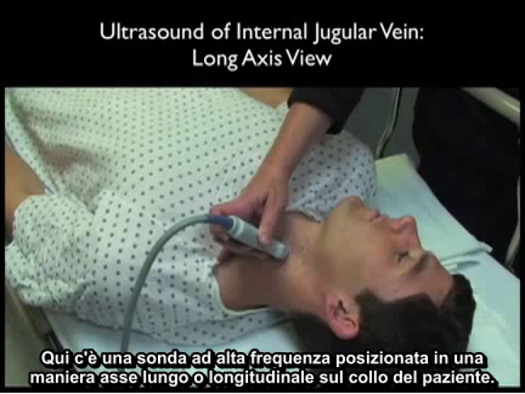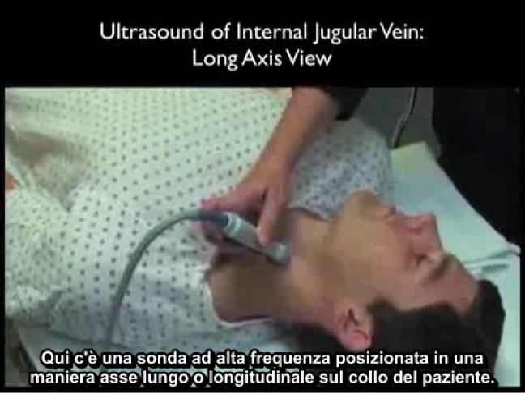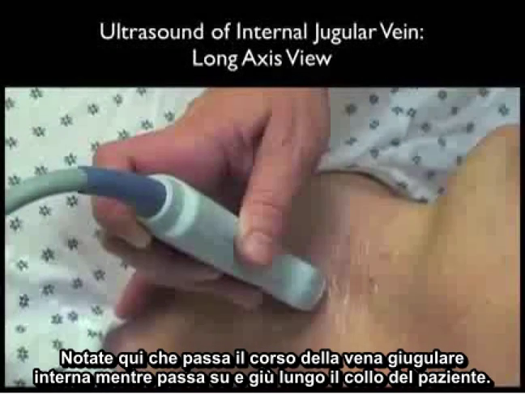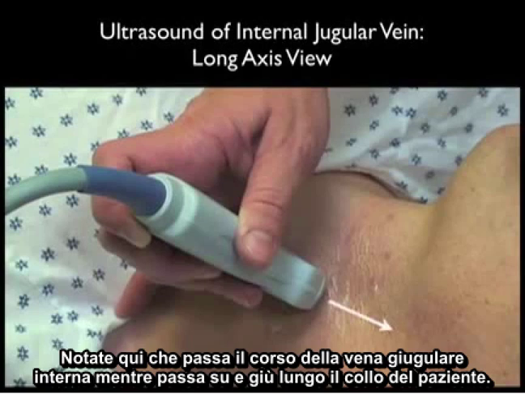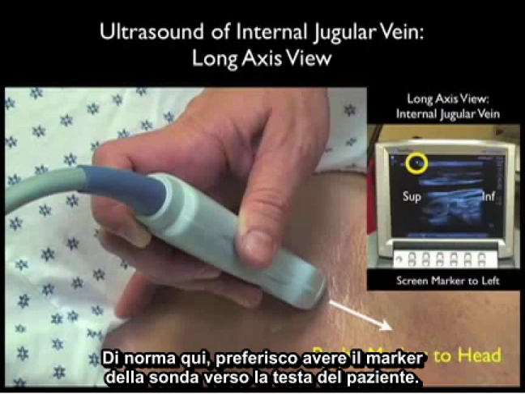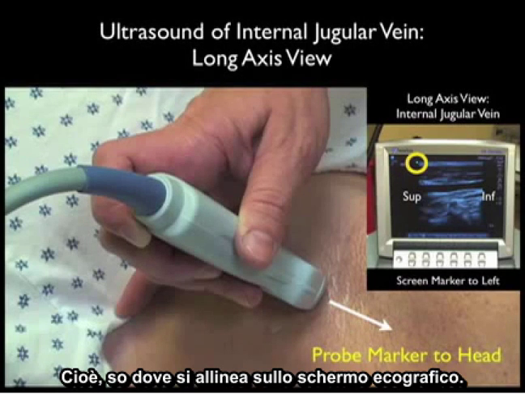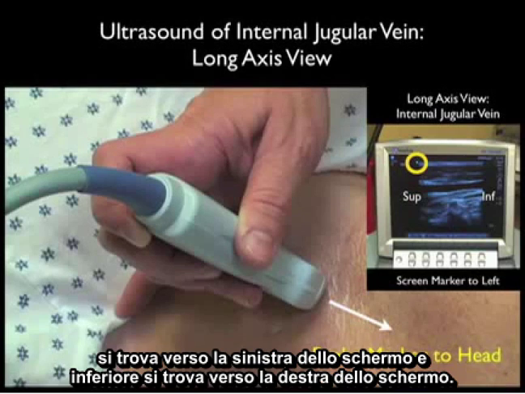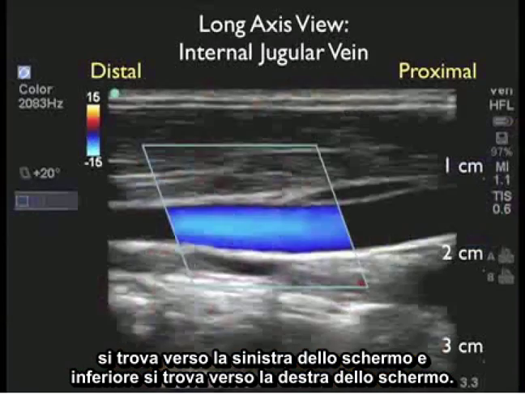Here's the high-frequency probe placed in a longitudinal, or long axis, manner on the patient's neck. Notice here that it's running along the course of the internal jugular vein as it runs up and down the patient's neck. By convention, I like to have the probe marker towards the patient's head, so I know where it lines up on the ultrasound screen. As the screen indicator dot is towards the left, superior on the internal jugular vein will be located towards the left of the screen, and inferior will be located towards the right of the screen.